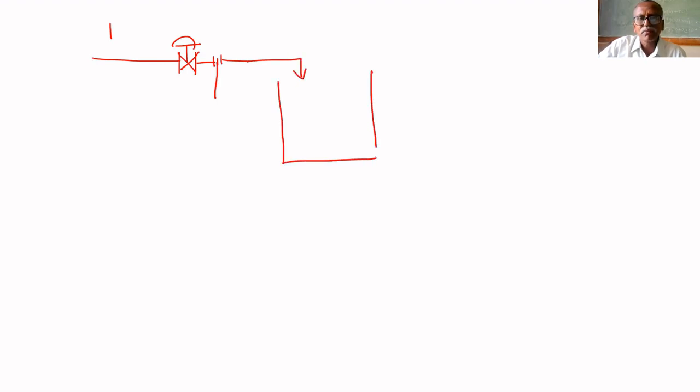How to implement cascade control in the level process. For that, we need two controllers. One is for flow rate. For that, we have to measure the flow rate as well as the level. The level also has to be measured because we are interested in level.